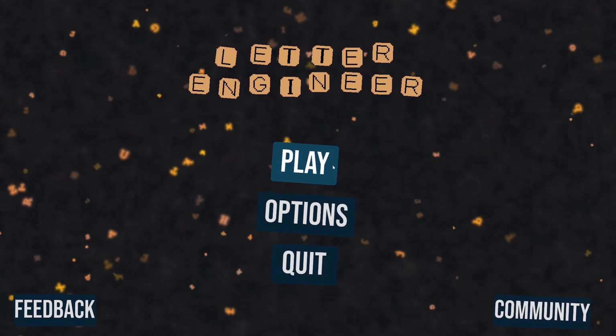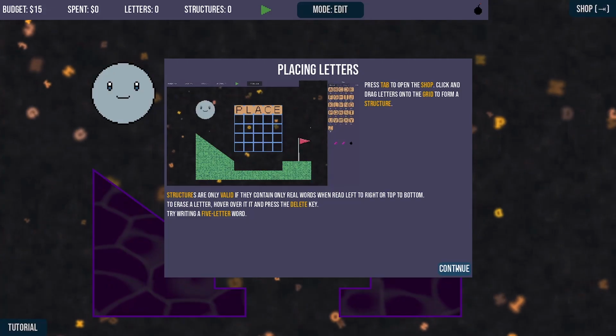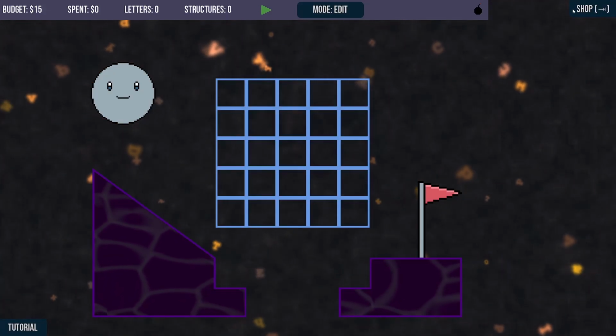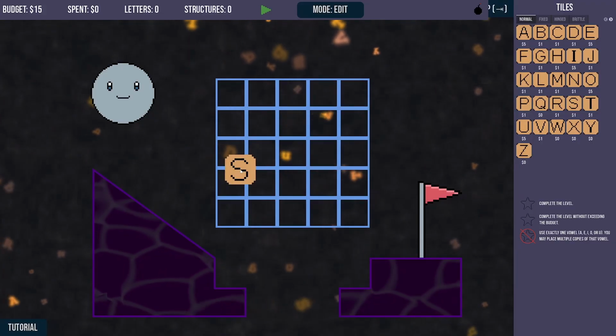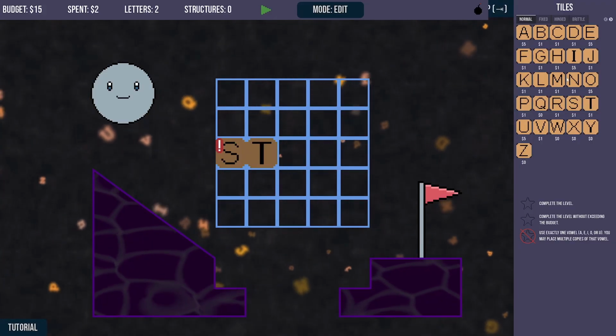Hey! The video you're seeing is 10 minutes of unedited gameplay footage of Letter Engineer. I won't voice over the whole thing, but I'll chime in occasionally to introduce you to the game and its mechanics. The main idea of Letter Engineer is placing these letters in a crossword format such that they form valid words both horizontally and vertically.